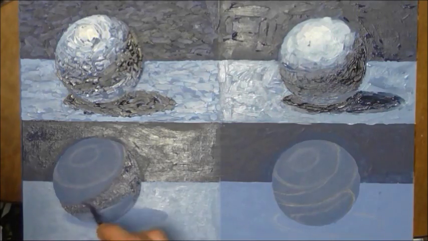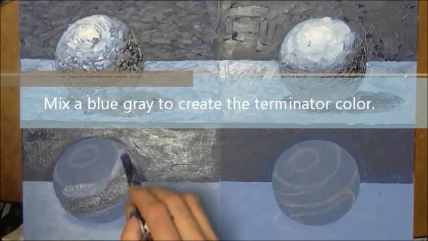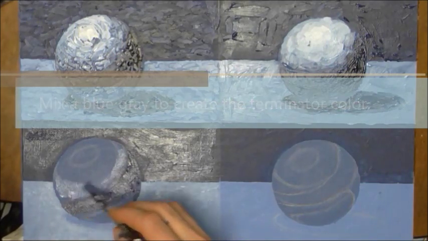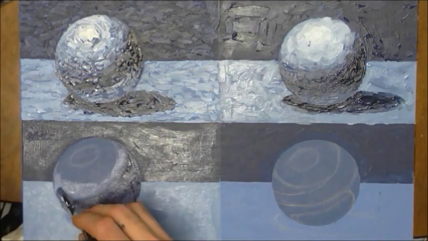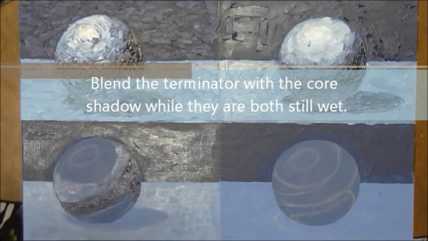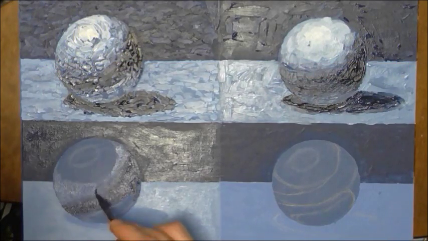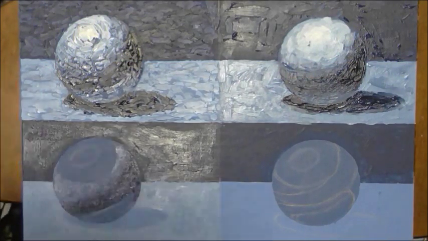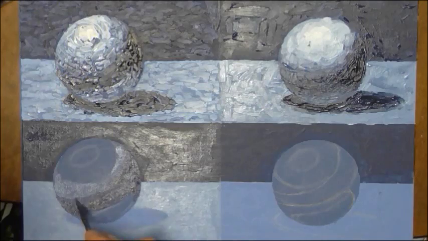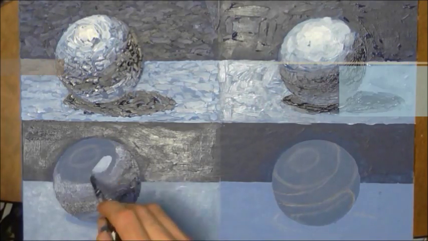Now I'm going to paint the terminator, which is the blurry border between the shadow and light. I made this color by mixing white and blue to the color that made the core shadow. While the terminator and the core shadow are still wet, I used a small brush to blend those two colors together where they meet.